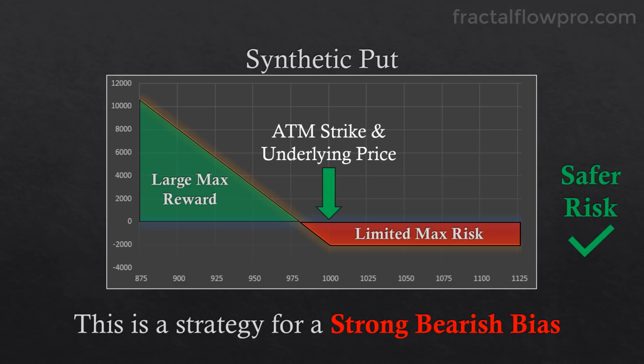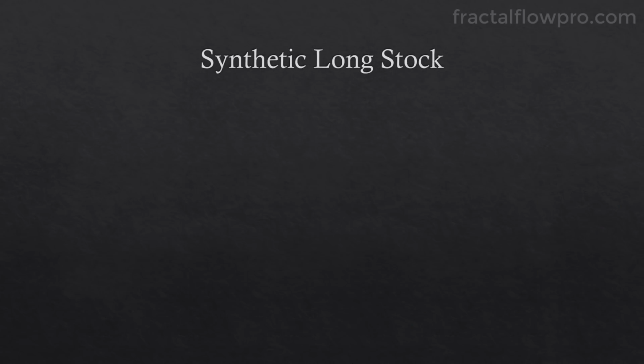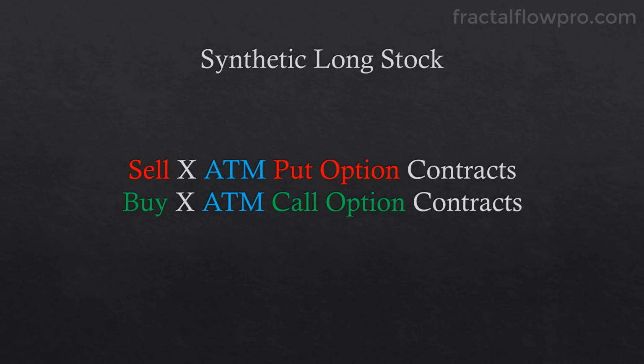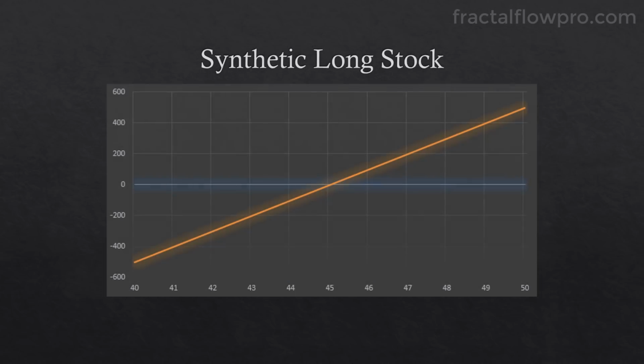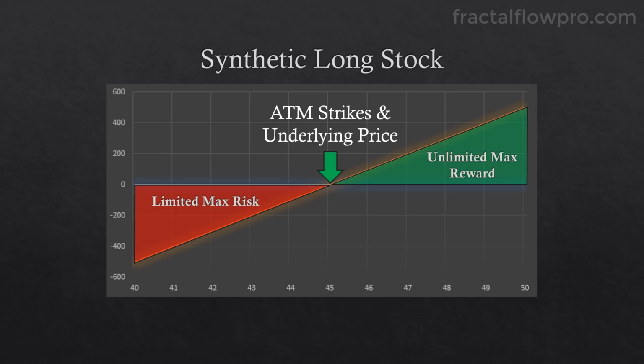We can also simulate the payoff of buying the underlying asset by using a combination of calls and puts. This strategy involves selling an X number of at-the-money put option contracts and buying an X number of at-the-money call option contracts. The payoff is simply an upsloping straight line, which is the payoff obtained from buying the underlying asset. The risk is also the same as buying the underlying asset.